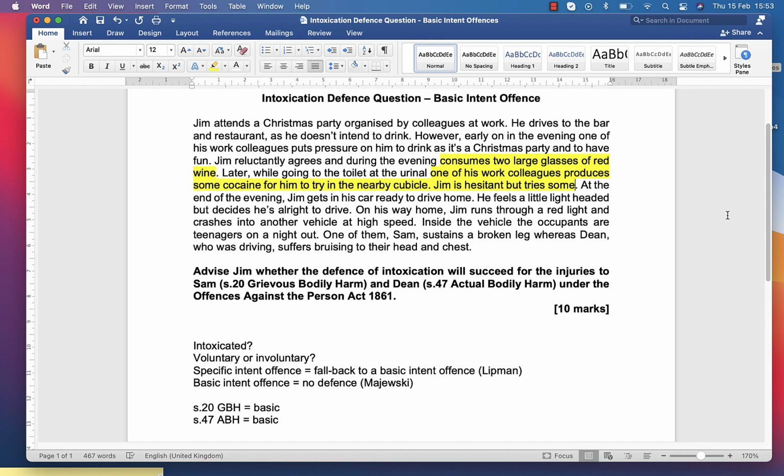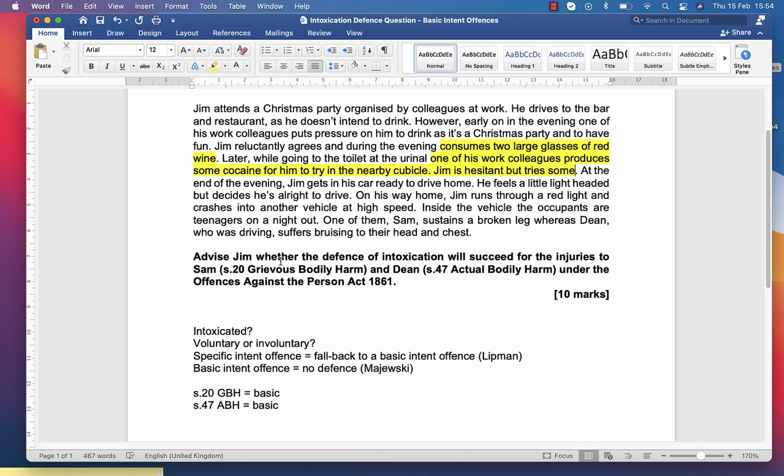Now what I've put below here is essentially a simplified version of that flowchart you probably have in front of you. And a question we start with is, is the defendant Jim intoxicated? Well, we've just highlighted the key parts here, and he is intoxicated by alcohol, the 2 glasses of red wine, and secondly drugs, which is the cocaine. There are no solvents here.